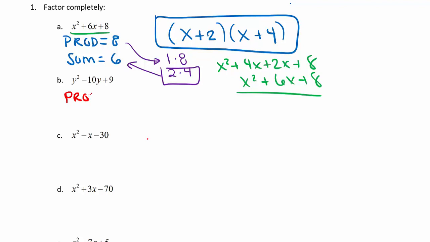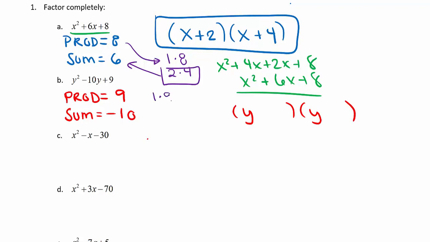All right, example B, we want to find two numbers with a product of 9 and a sum of that middle number, which is negative 10. Because this problem starts with a y squared, I know that my factors are going to have y's in them. That'll give me the y squared. So I always start by thinking about the product part of the problem. To get a product of 9, I have two possibilities. It could be 1 and 9 or 3 and 3.